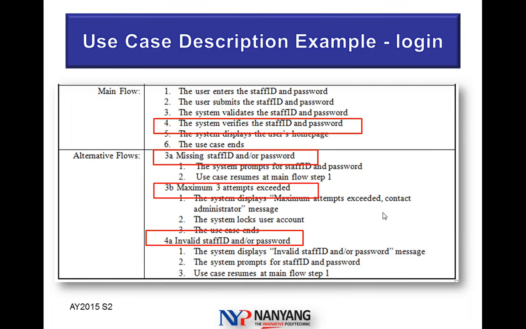What if the system fails to verify the staff ID and the password? What this means is that if the system retrieves the information from the database and the staff ID does not match with the password, then in this particular case, the alternate flow will be step 4A, invalid staff ID or password. Following the scenario name are the steps which the system or the actor has to do. The system will display invalid staff ID and password, and the system will prompt for the staff ID and password.